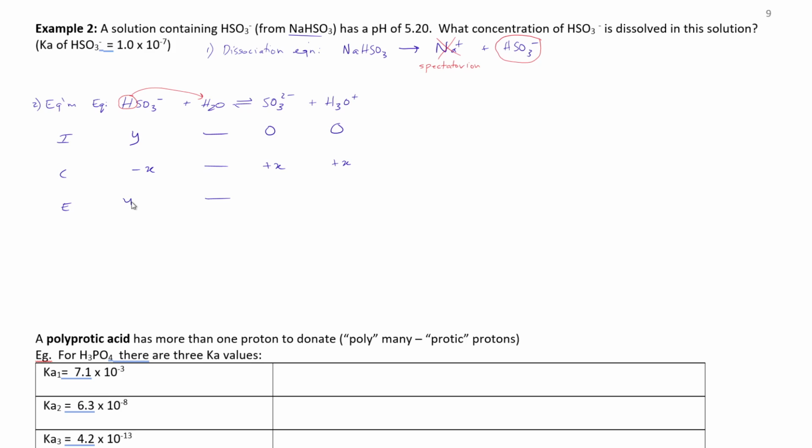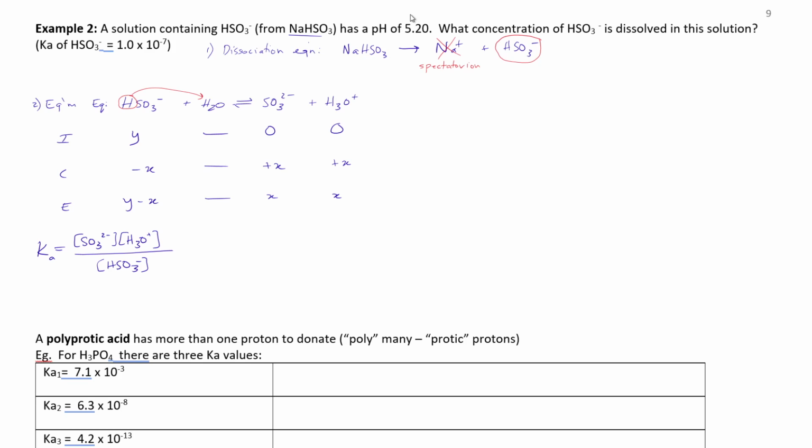And at equilibrium, I will have y minus x, and over here I will have x, and I'll have x. I'll set up an equilibrium equation here. So Ka is equal to the sulfite concentration at equilibrium, times the hydronium concentration at equilibrium, over the bisulfite concentration at equilibrium.